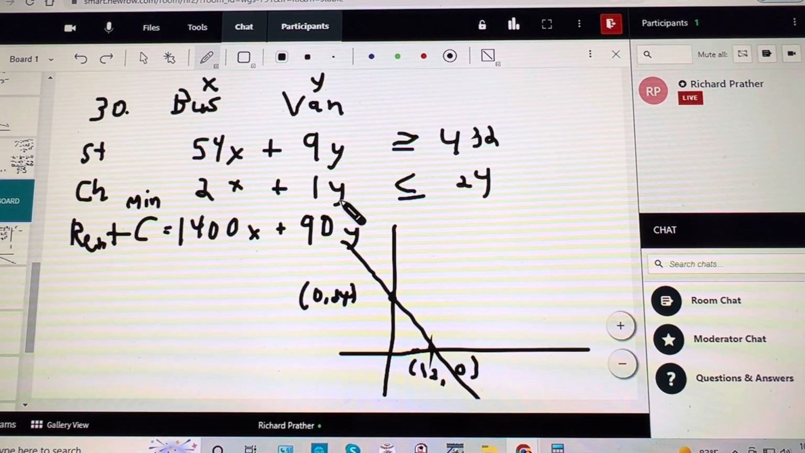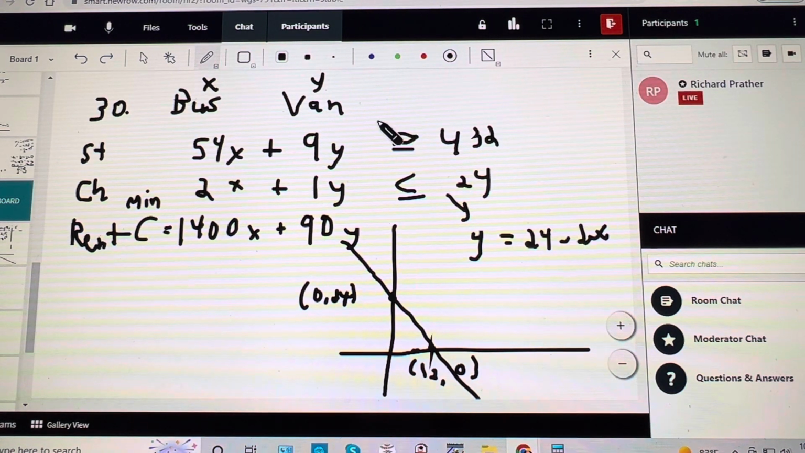Probably best to solve for y in each one. So if I solve for y here, it would be 24 minus 2x. If we solve for this y, it would be 9y equals 432 minus 54x. And those both divide by 9 evenly.